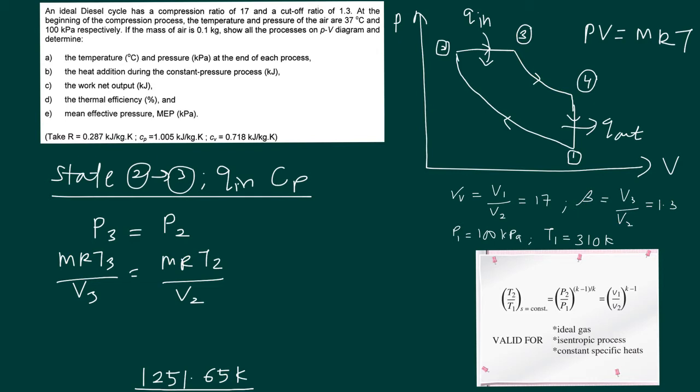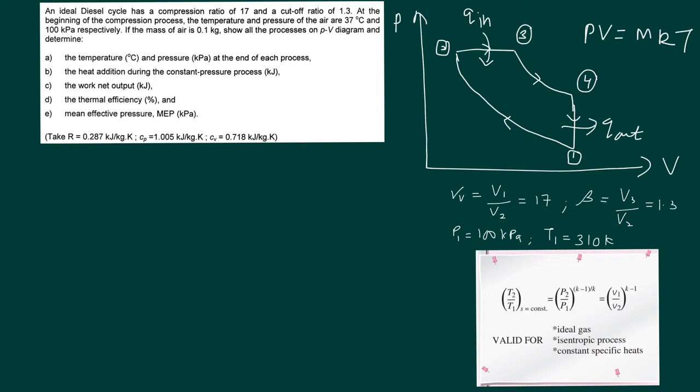By now we already obtained the values at state 2 and state 3. State 1 is already given to you. So in this case, your state 4 over here has two relations. One is the relation between 3 and 4, which is an isentropic expansion, and the other one is between 4 and 1, which is the process of heat rejection at constant volume. So in order to find state 4, you can make use of either of these relations.